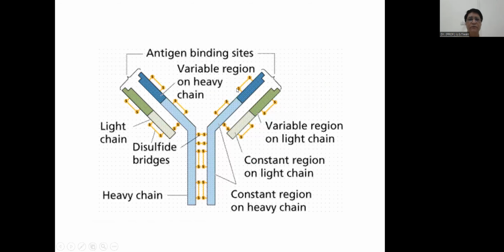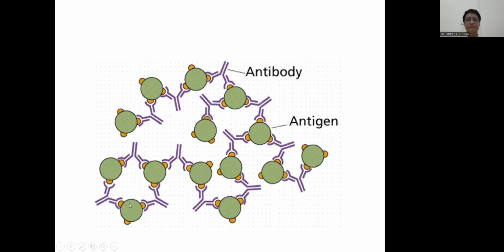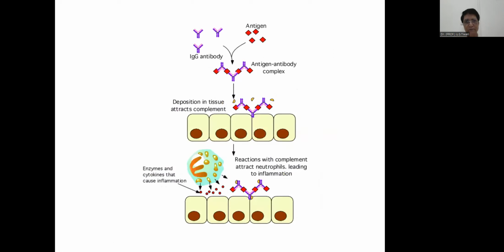Further, there are variable regions on the heavy chains as demonstrated here, and they all participate in the antigen antibody reaction. This is the antibody represented here, this is the antigen represented here, and this antigen antibody reaction occurs in the different forms as I discussed earlier in my presentation. This is an elaboration of the same mechanism.